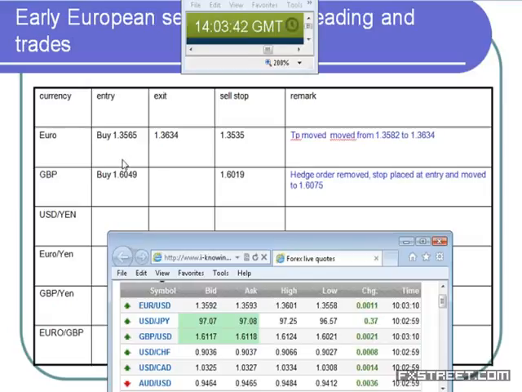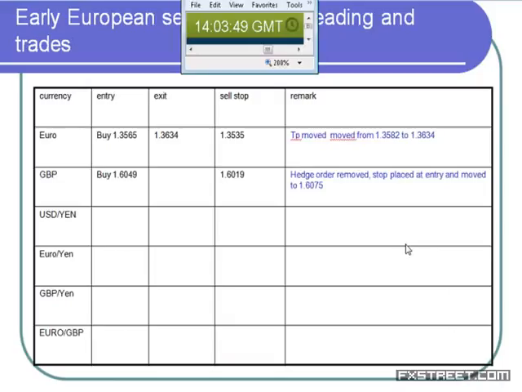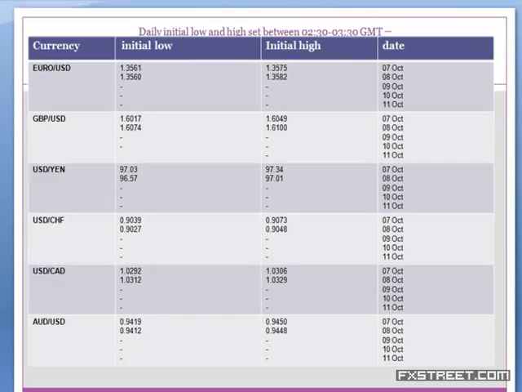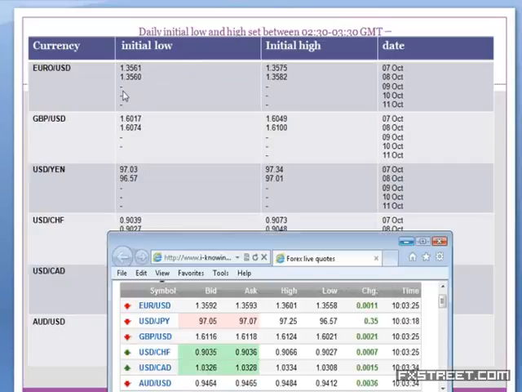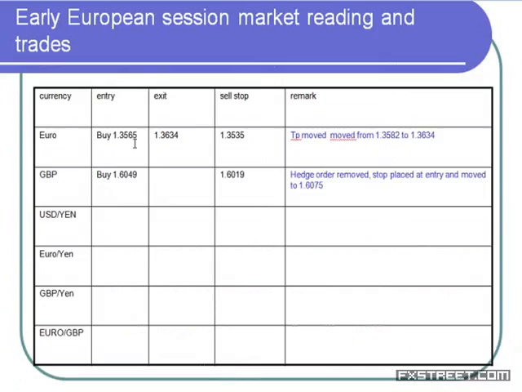So now, what happened to the positions? During the European session, I showed the initial lows and the highs which were taken. I'll show the slide again. In the case of Euro, 1.3560 was the initial low. They breached it by 2 pips and then came up above that after the start of the European session. So I took a buy around 1.3565, near the low.